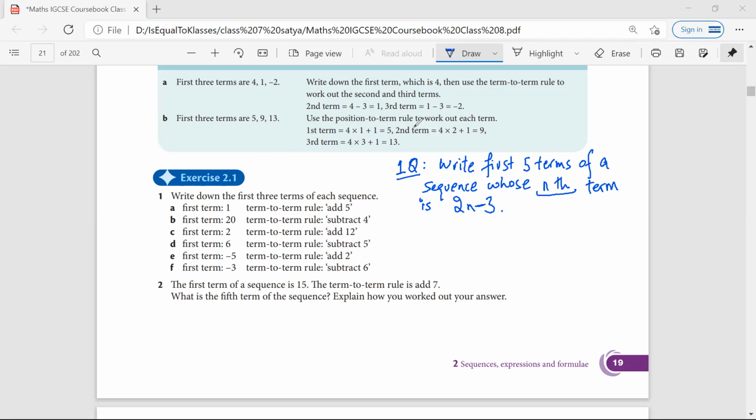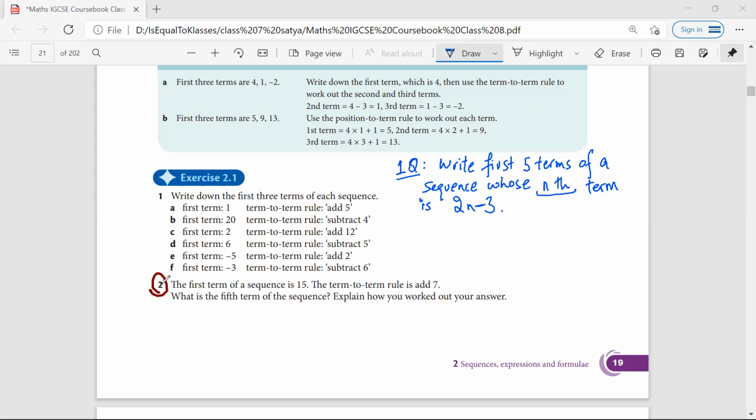E part? Minus 5, minus 3, minus 1. F part? Minus 3, minus 9, minus 15. Okay.